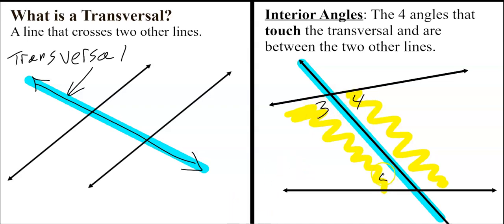3, 4, 5, and 6. I'm going to call them 3, 4, 5, and 6 just because I want 1, 2 to be the others. Angle 3, angle 4, angle 5, and angle 6 are my interior angles.